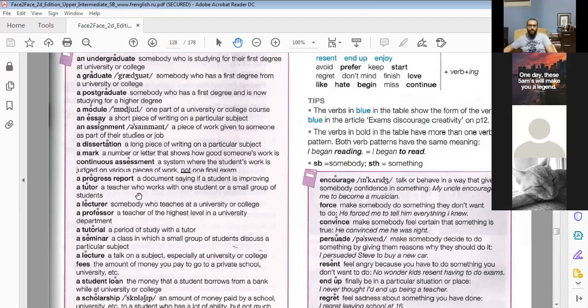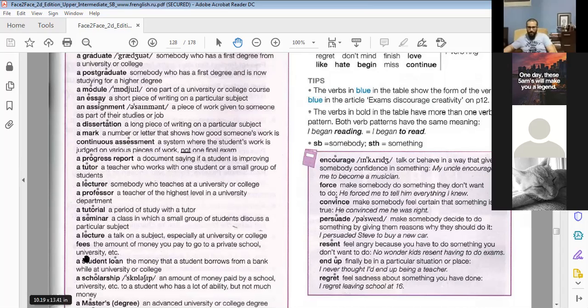Tutor: a teacher who works with one student or a small group. A lecturer is somebody who teaches at university or college. Professor is the highest level, a teacher of the highest level in a university department. A tutorial is a period of study with a tutor. A seminar is a class with a small group of students who discuss a particular subject. So it's like a short, open discussion in a way. A lecture is a talk on a subject, especially at university or college.